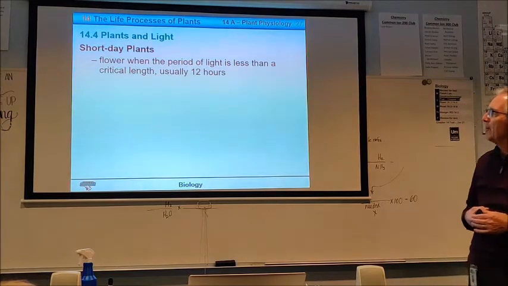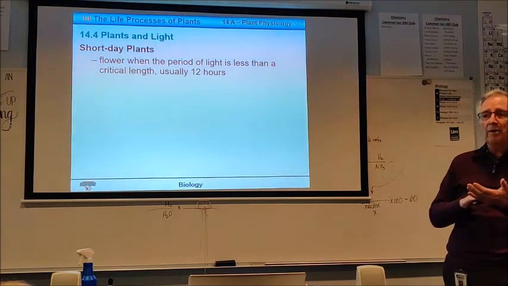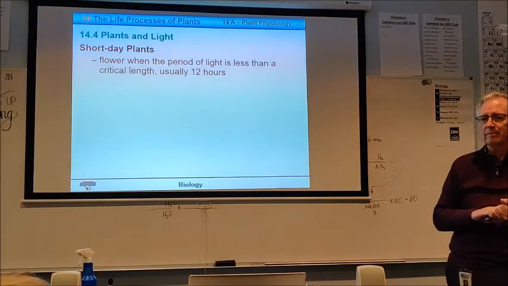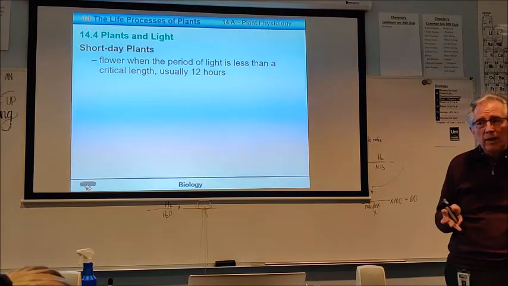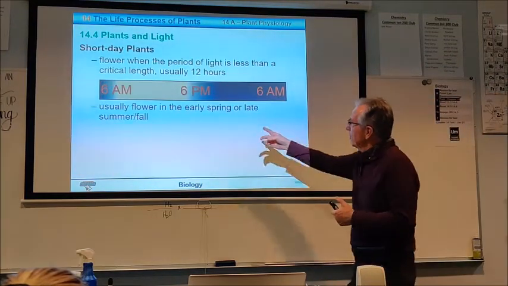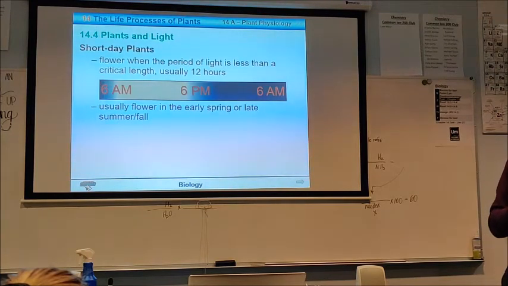Let's start with the short day plants. These are the ones that will bloom when there's less than 12 hours of sunlight. So what times of year would we probably have less than 12 hours of sunlight? Early spring, right? Maybe late fall. So those are the plants that will bloom at that time of year. So you can kind of tell when they bloom as to what light demands they have.